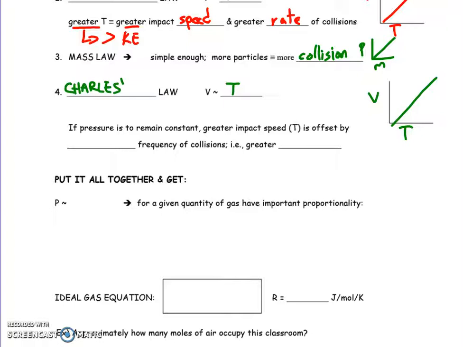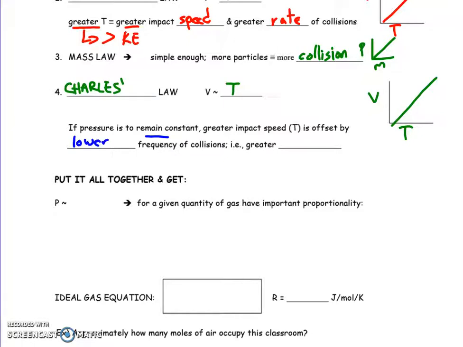This is a little bit more abstract conceptually. So if the pressures remain constant, we'd expect a greater impact speed because of the greater temperature. So that we would think will make the pressure go up. But we can offset that impact speed effect by lowering the frequency of collisions by having them hit less frequently.